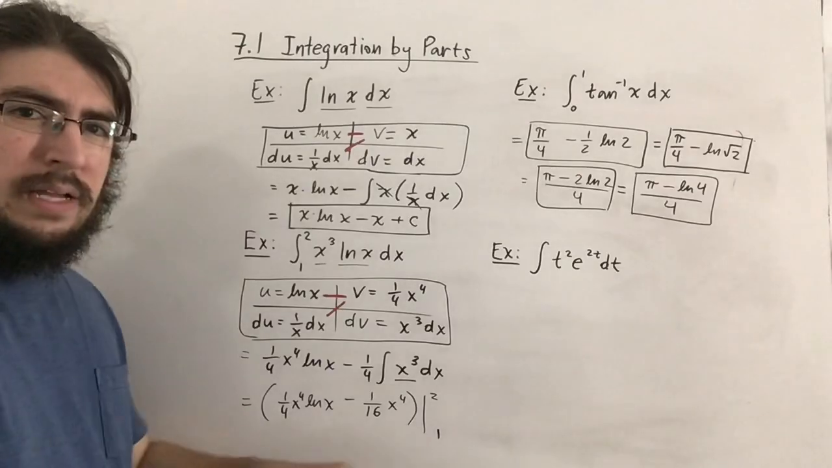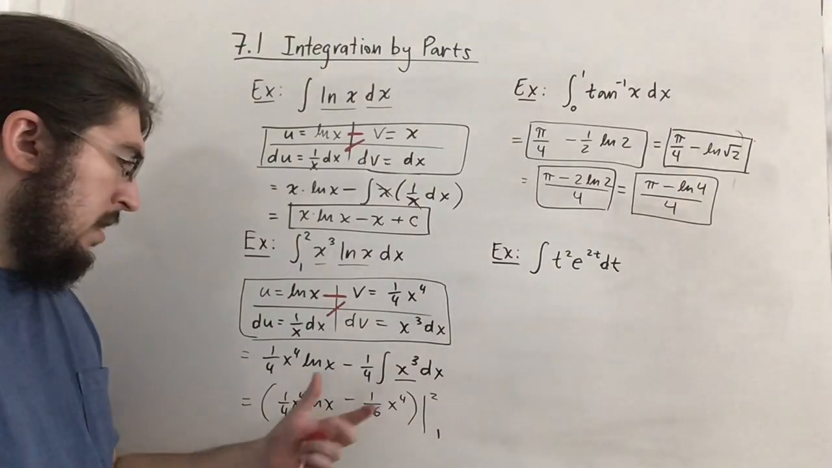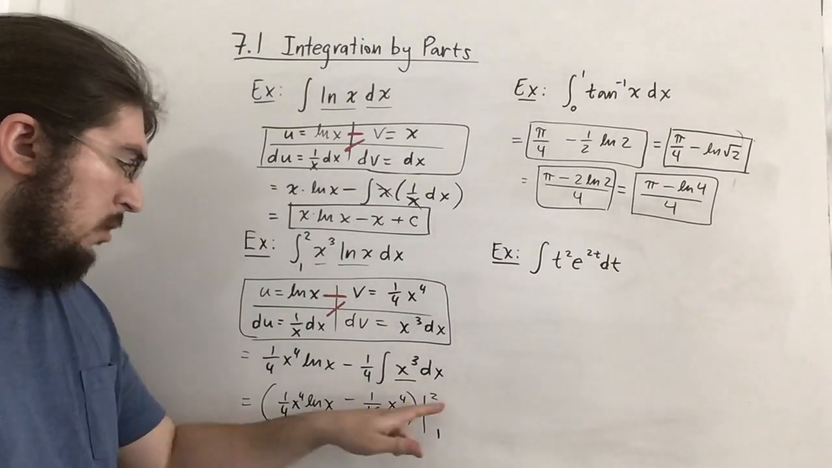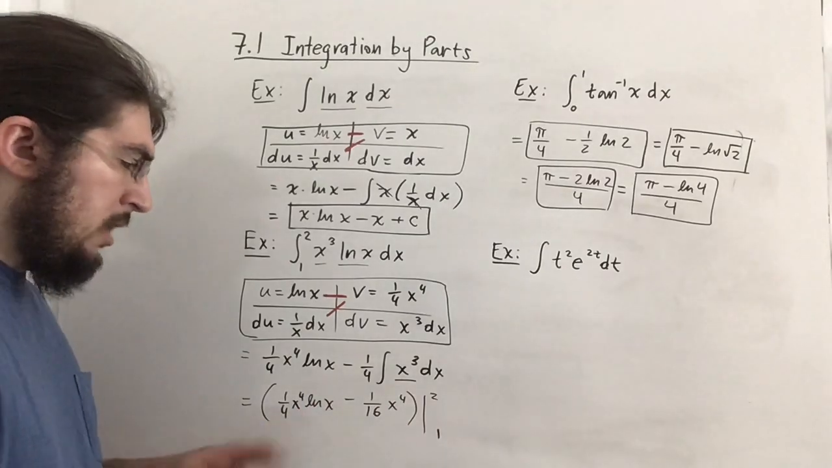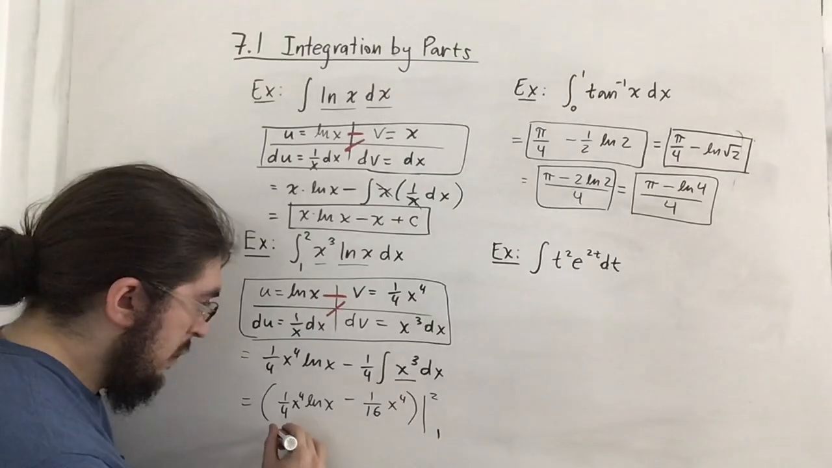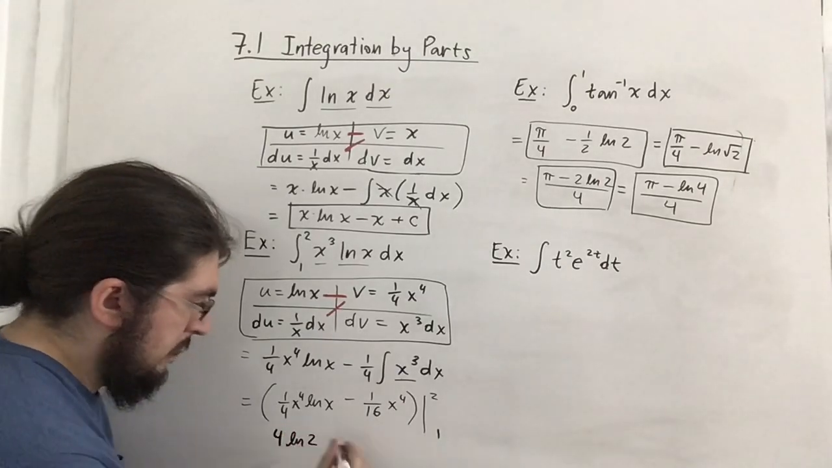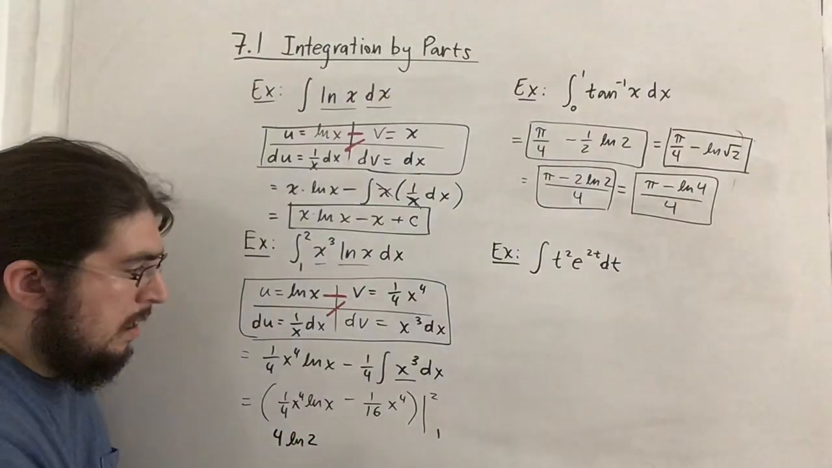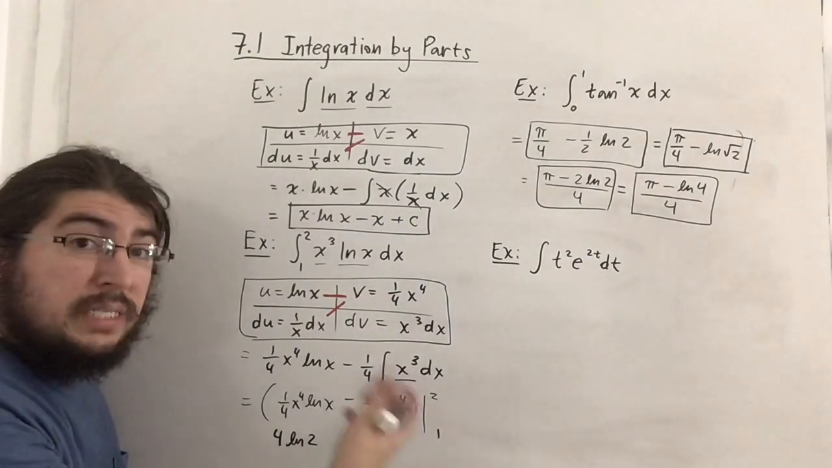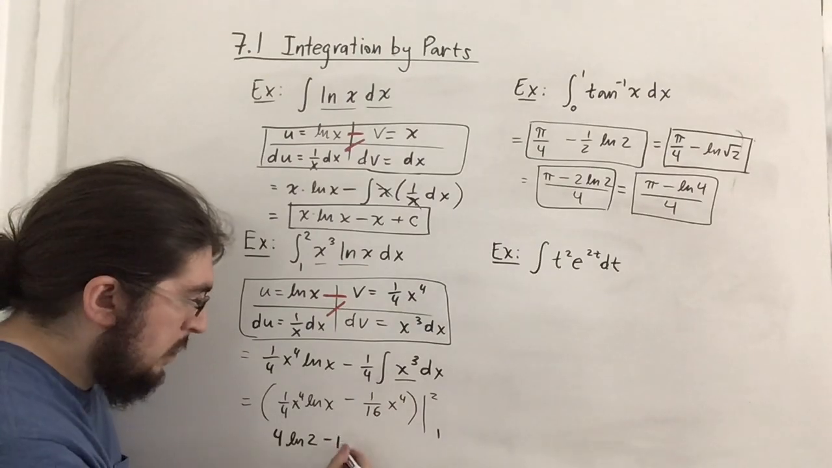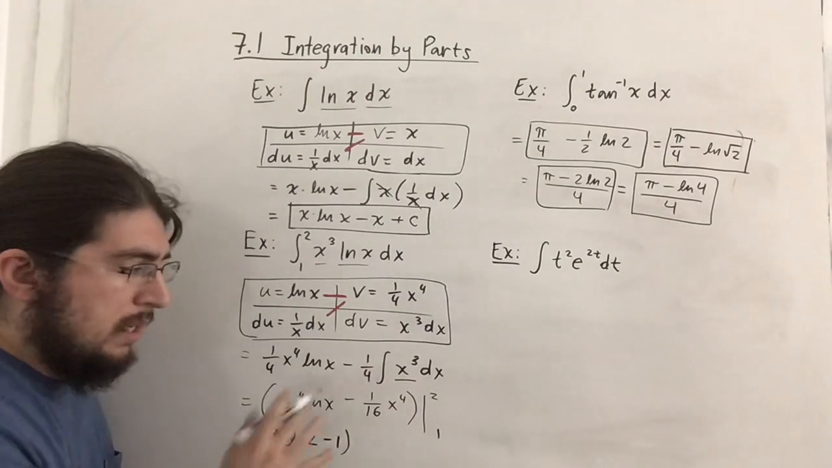Now, I think I have a little bit of space here below to write this, but just bear with me. So when you plug in 2, you'll get 2 to the fourth, which is 16. 16 over 4 is just 4, times ln of 2. That's for the first term. Here, when you plug in 2, you get 2 to the fourth, which is 16 over 16 is 1, so that's minus 1. So that's for the first evaluation, plugging in 2.